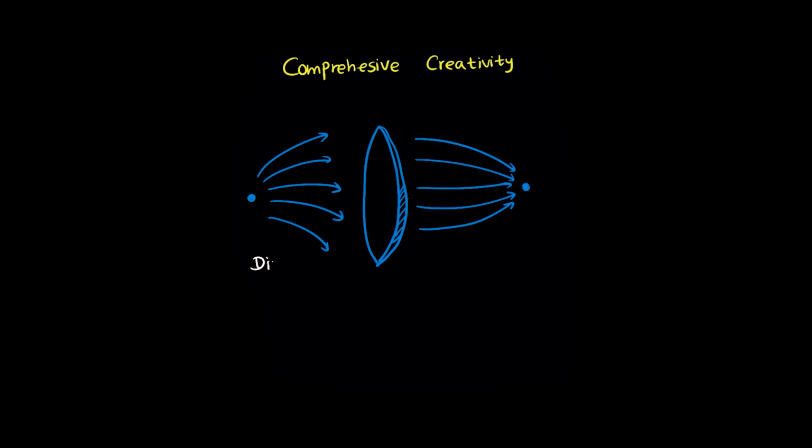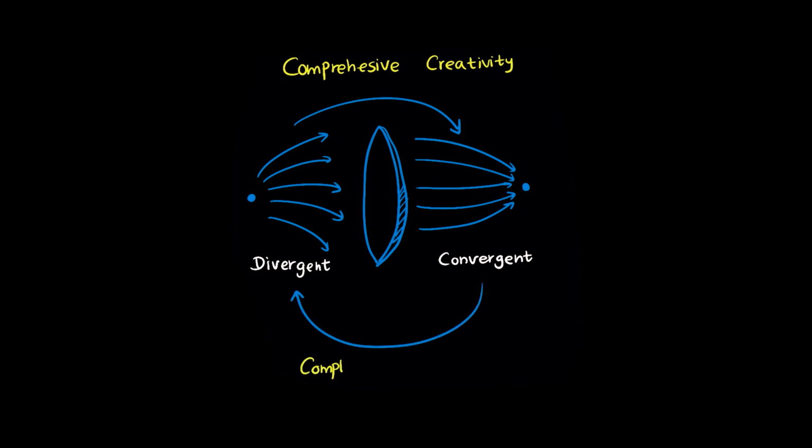Most people excel at one or the other, but comprehensive creativity requires both. It's the ability to dream wildly, then execute practically, to explore broadly then focus precisely. This dual capacity enables the full creative cycle from imagination to implementation.